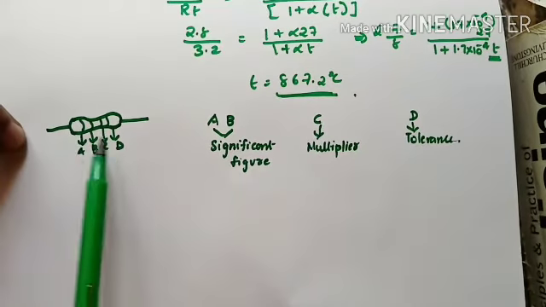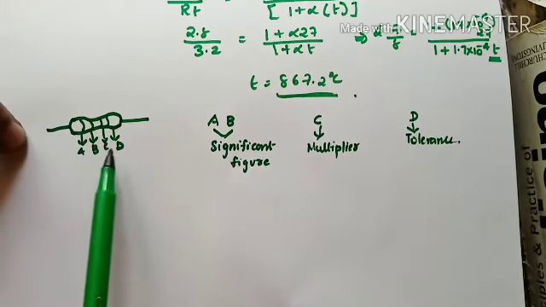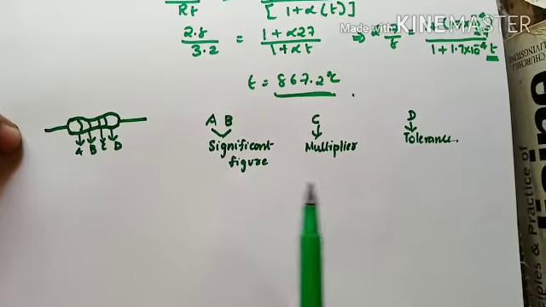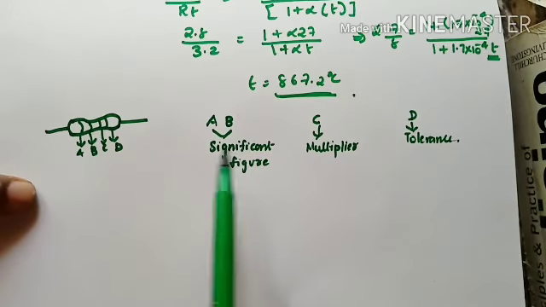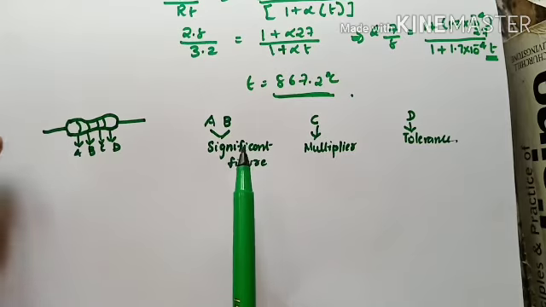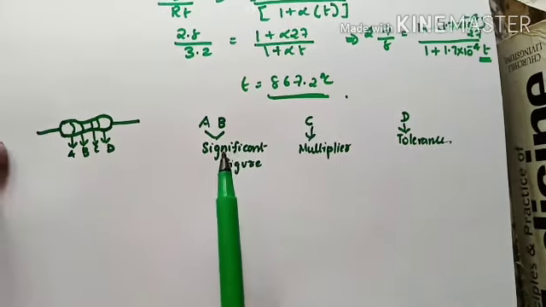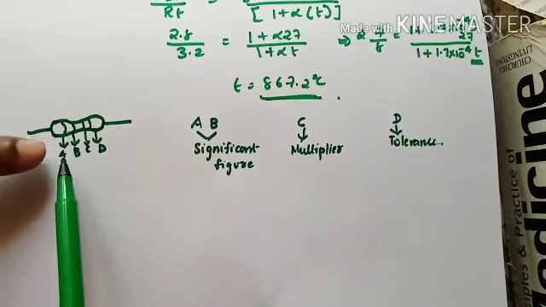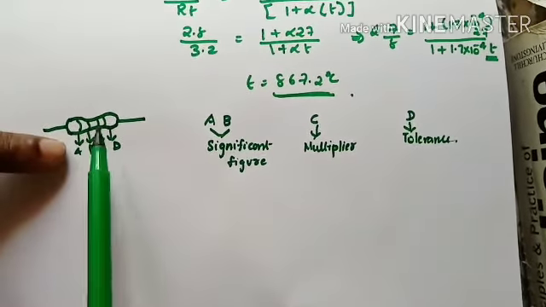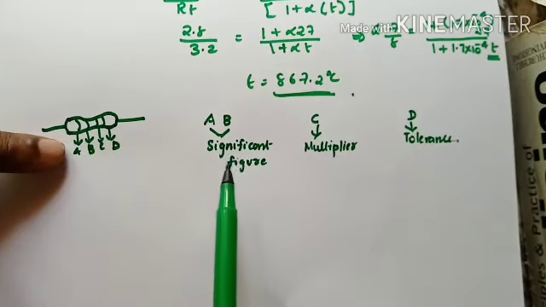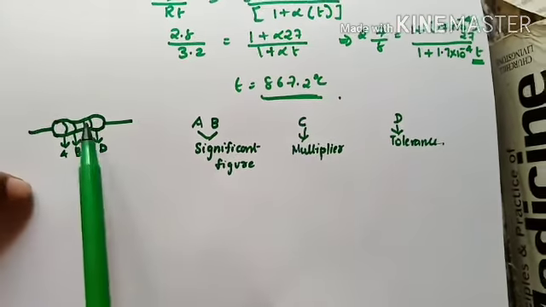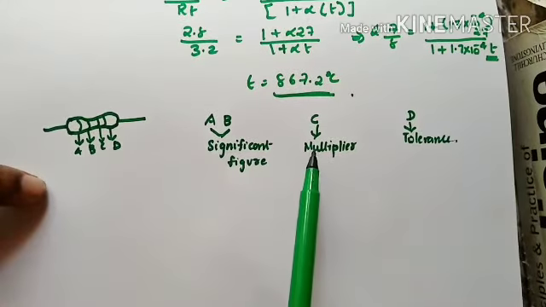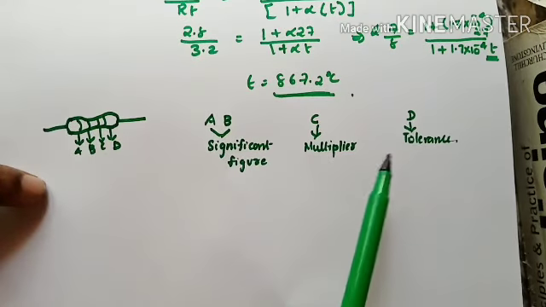There are four bands. I have named them A, B, C and D. Now the A and B colors indicate the significant figures. You will understand when I do a numerical along with it, but just understand this portion. The A and B bands, that is the first and the second band, indicate the significant figures of the value of the resistor. The C part, that is the third band, indicates a multiplier, and the last band is tolerance.